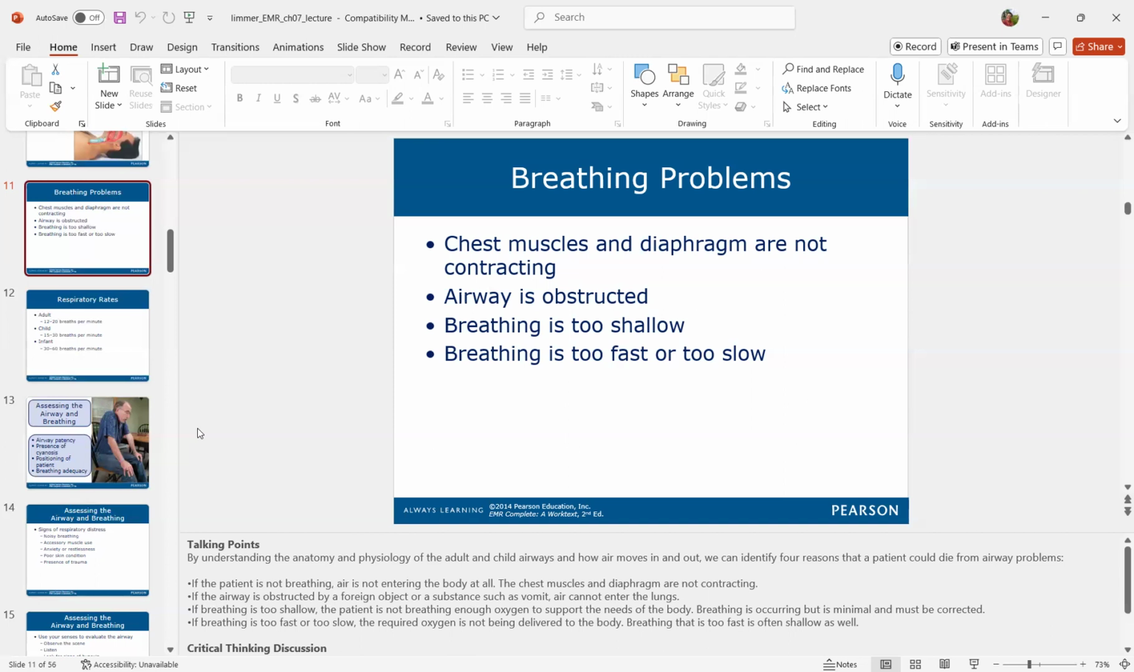If breathing is too fast or too slow, this is going to require oxygen if not being delivered to the body. So if they're breathing too fast, a lot of times it's also shallow or labored because they're breathing, but they're not breathing in enough oxygen to get that oxygen around to all the cells that it needs to get to.